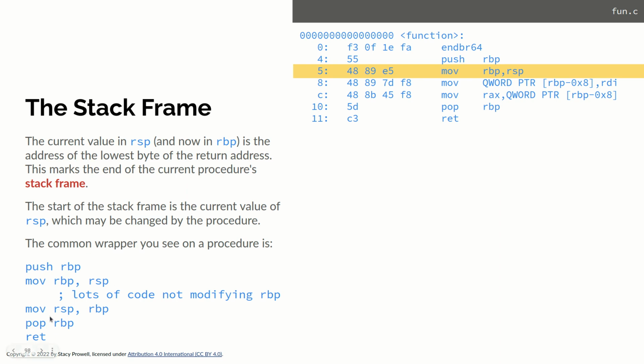This is the common wrapper on procedures. Push RBP, put RSP into RBP, do some stuff. Don't modify RBP, but you can modify the stack all you want, because at the end, we fix it. So suppose I come in here and I just do crazy stuff to the stack. It doesn't matter, because I'm just going to straight up set the value back to what it should be.